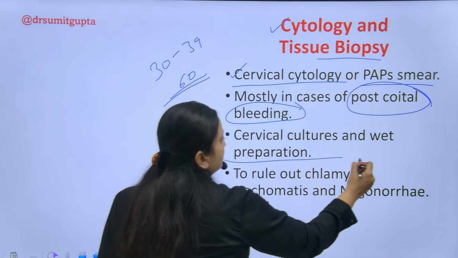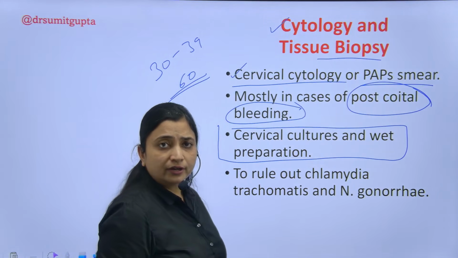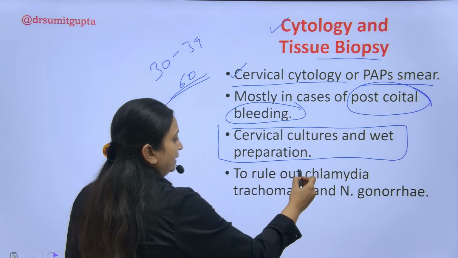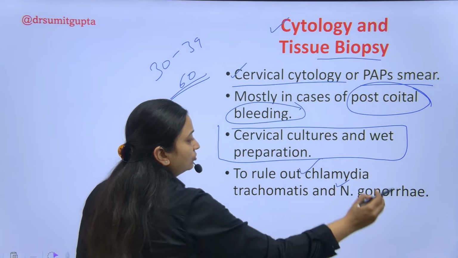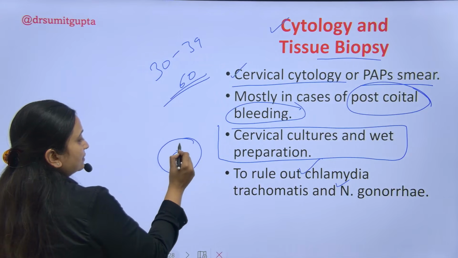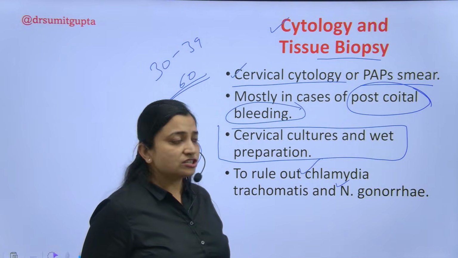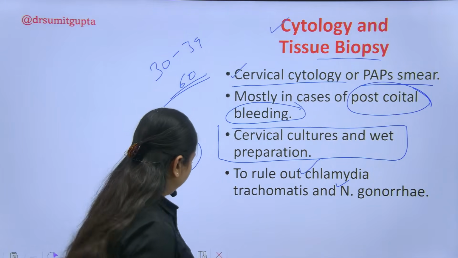Cervical cultures and wet preparation. These are generally skipped, but they are very important. In cases of chlamydia or Neisseria gonorrhoeae infections, where the cervix is infected, there may be AUB, there may be off and on spotting, white discharge. So always rule out infection.